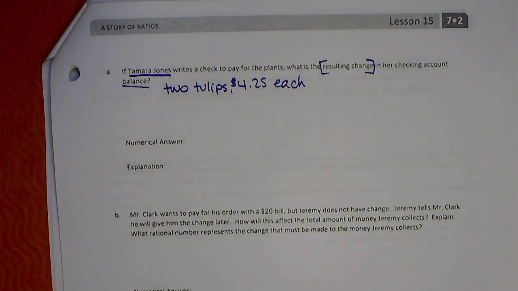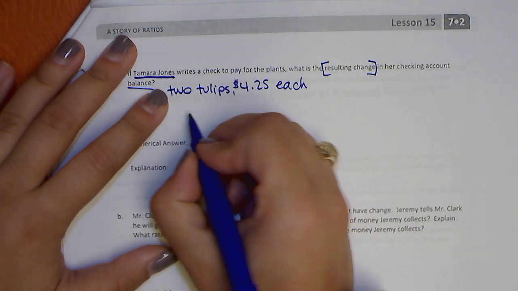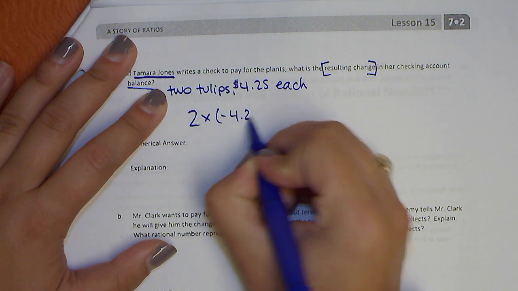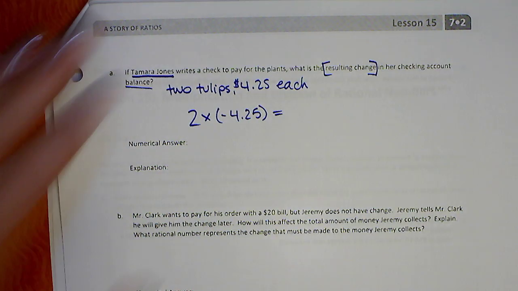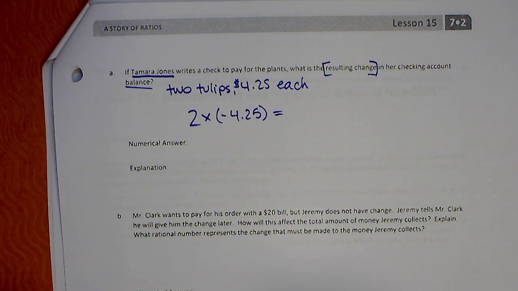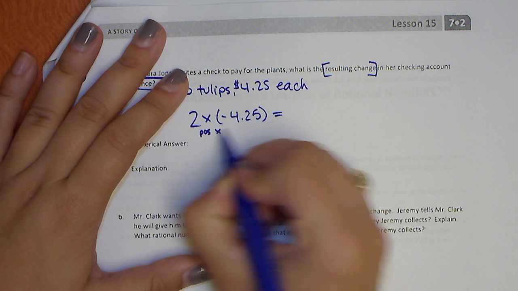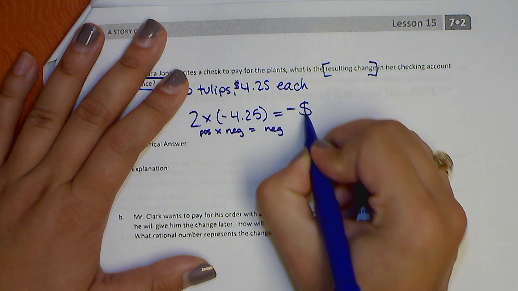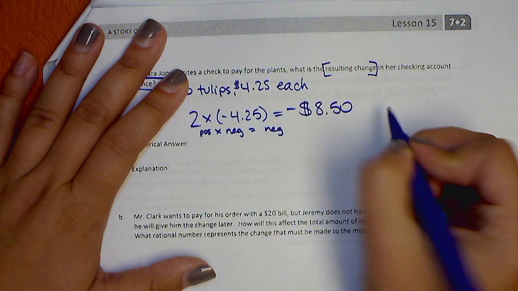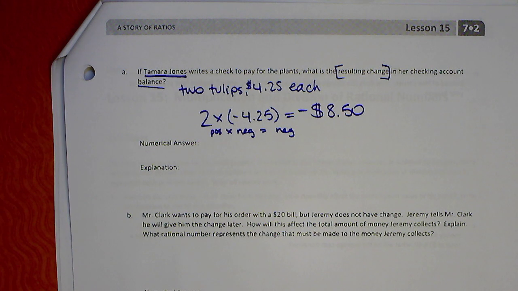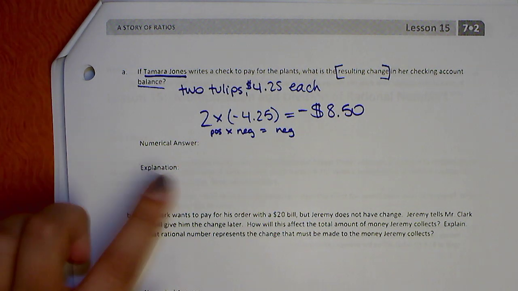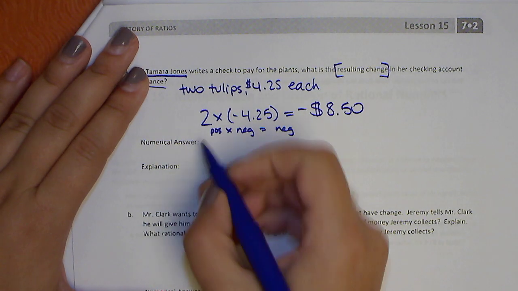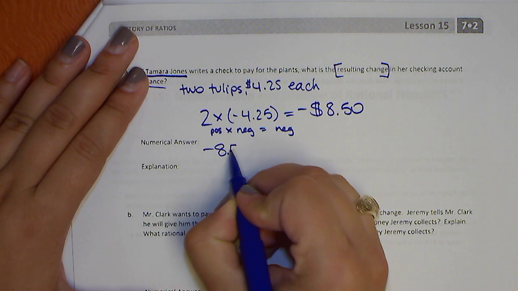Notice I'm just rewriting the problem. Means that it needs to be 2 times her bank account will be changed by $4.25 for each one. 2 times negative 425, a positive times a negative equals a negative. So that should be negative 850. Because 2 times 425 is 850, and we throw that negative on there because the signs are different. So my numerical answer is negative 850.